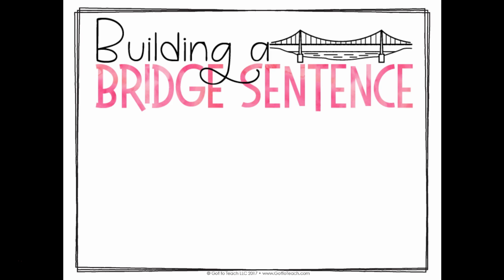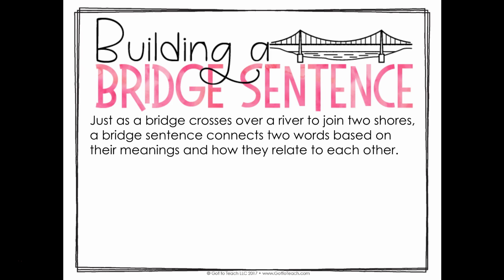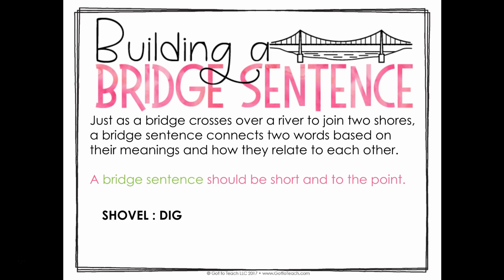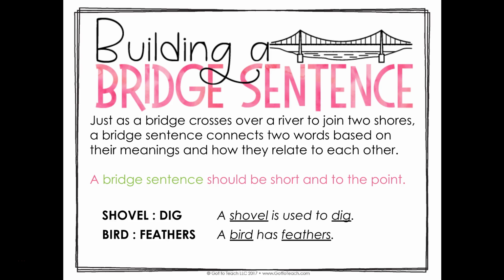So how do you build a bridge sentence? Just as a bridge crosses over a river to join two shores, a bridge sentence connects two words based on their meanings and how those words relate to each other. A bridge sentence should be short and to the point. Shovel is to dig would be a shovel is used to dig. Bird is to feathers. A bird has feathers. Daisy is to flower. A daisy is a type of flower.